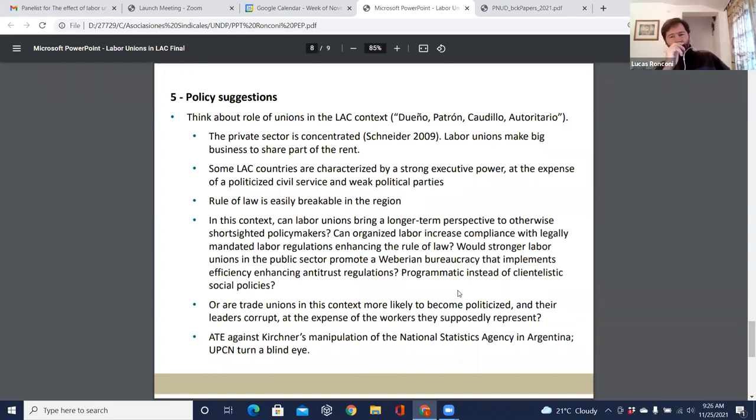I will not add anything today. So I wanted just to make a few comments and tell an anecdote about the role of labor unions dealing with a situation where the public sector is run by a few caudillos, a few big important people, instead of by sound political institutions. This is a situation where the executive power is particularly strong and tends to politicize the civil service. Political parties are weak, the rule of law is easily breakable.